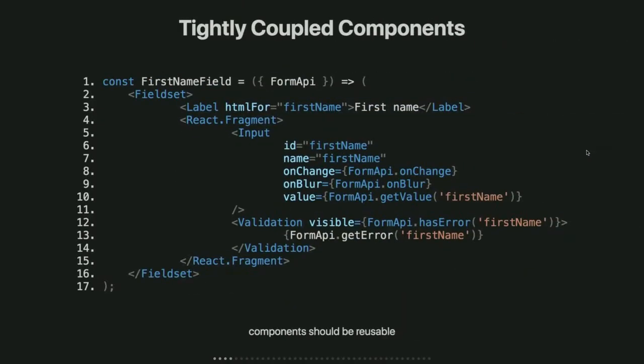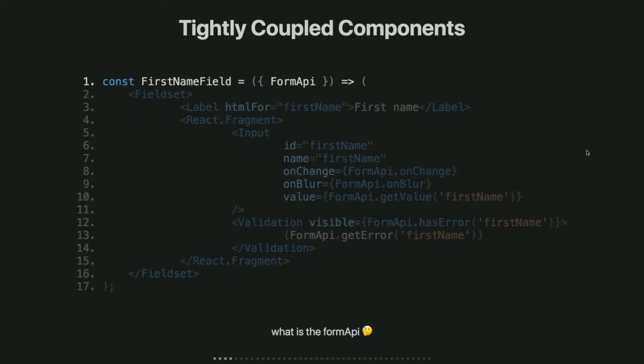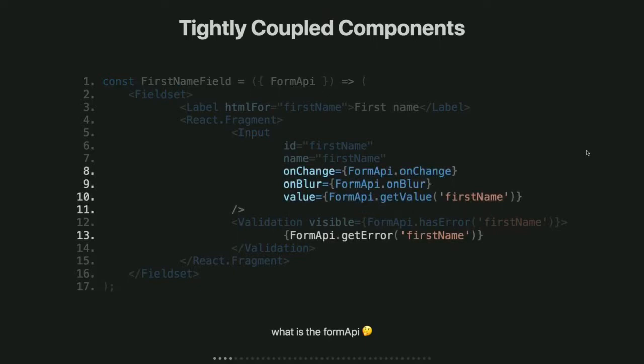So sin number 1. I call this pattern tightly coupled components, and it goes like this. We had this input field component in one of the code bases I worked on, and it took one prop called form API. Let's check it out. What is this form API and how is it used? If you look at it, you will realize it's tapping into the onChange callback and also the onBlur callback. The value is set by calling form API get value. There's a validation also visible, whether you have an error in that field or not. It goes form API get error first name.